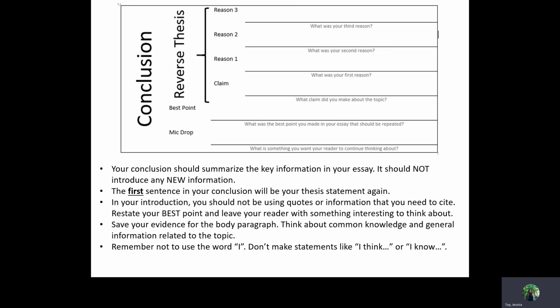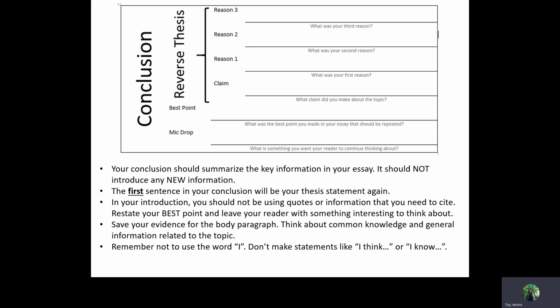So the first sentence in your conclusion will be your thesis statement again. You can even just copy and paste it. It's the same thesis statement. Again, this should have a transition, so you can write in conclusion and then your thesis statement, okay? In your introduction and in your conclusion, you should not be using quotes or information that you need to cite. Restate your best point and leave your reader with something interesting to think about. Save your evidence for the body paragraphs.